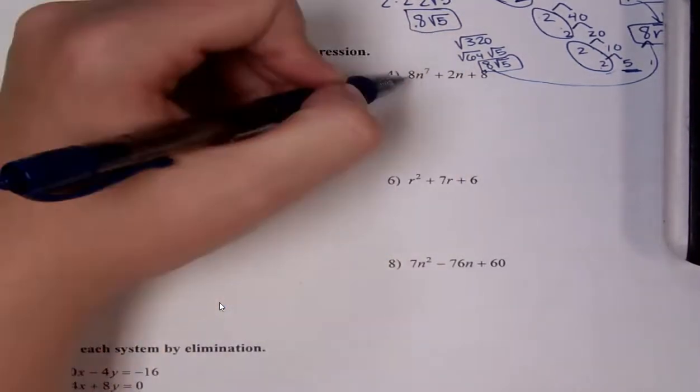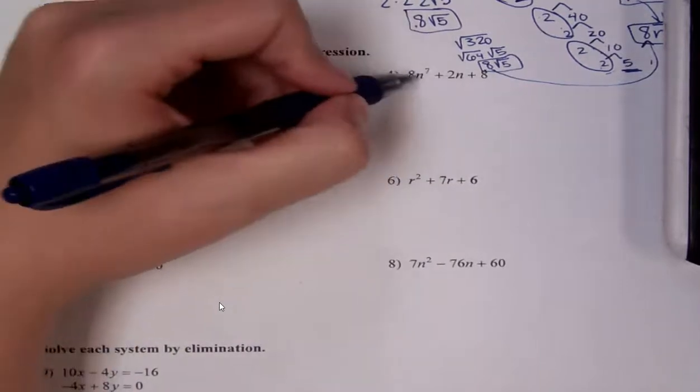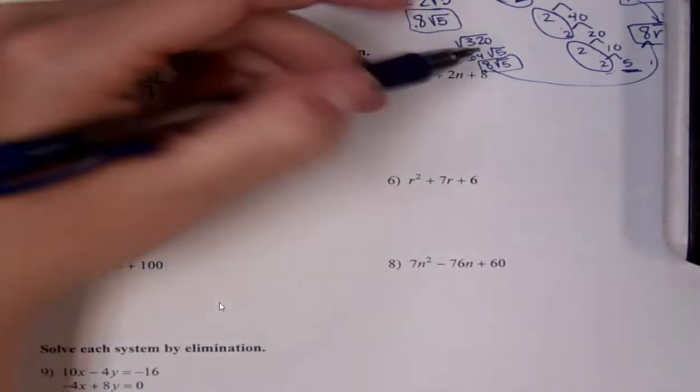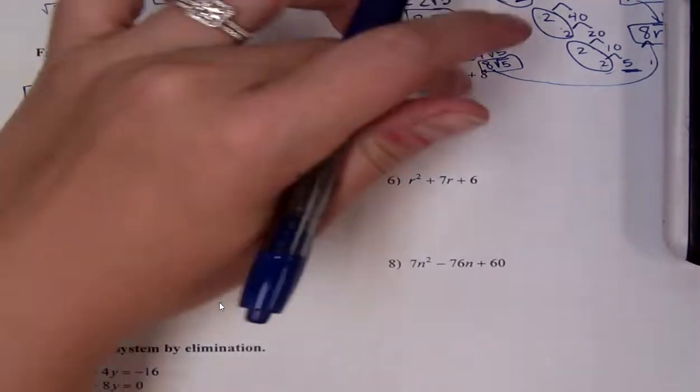Okay, and then for this one, the highest you can go is 2. Yeah, both of these have an 8. Both of these have n's, but not all 3 of them. So 2 is the largest common factor between all 3.